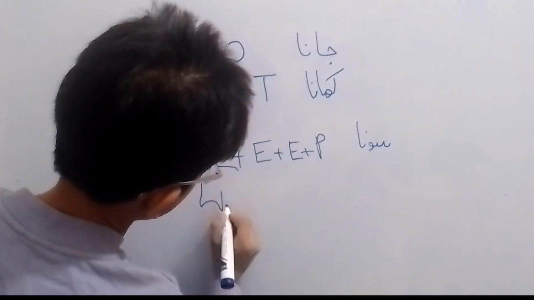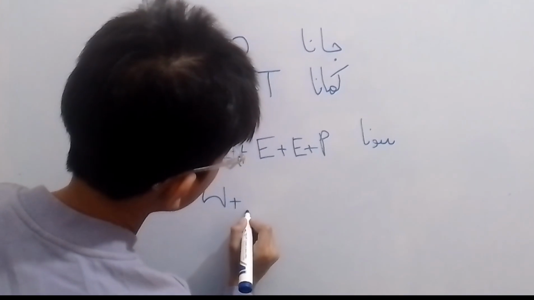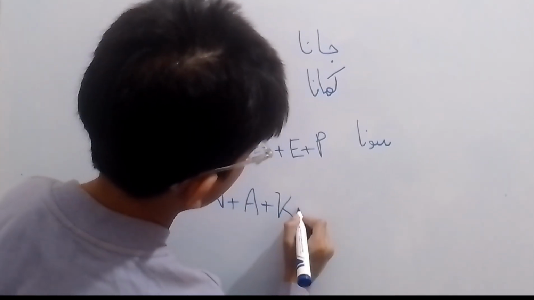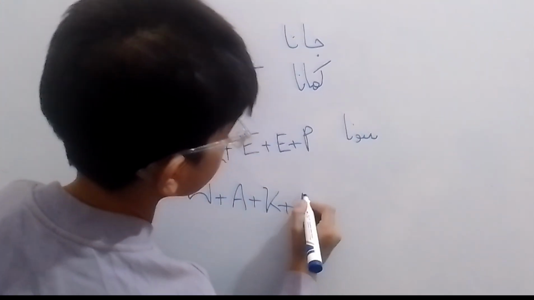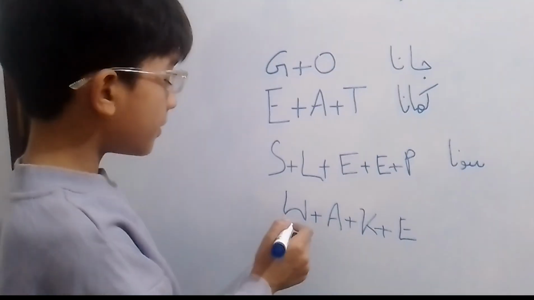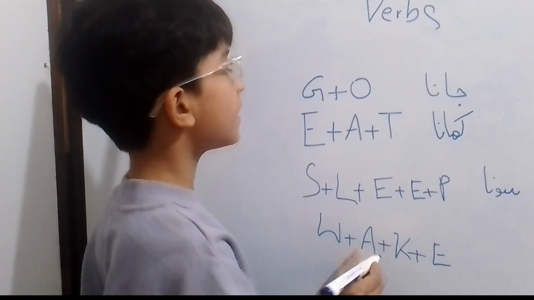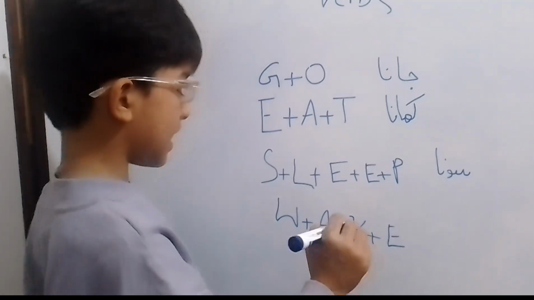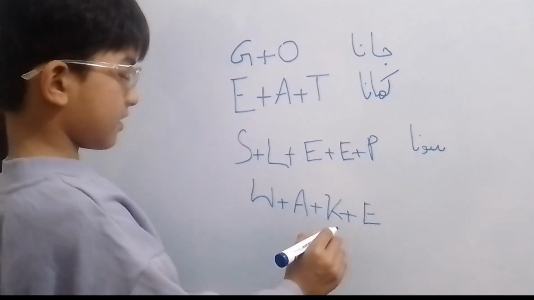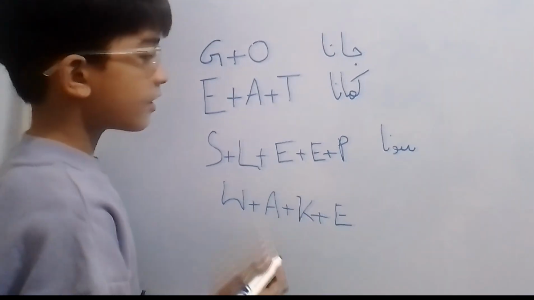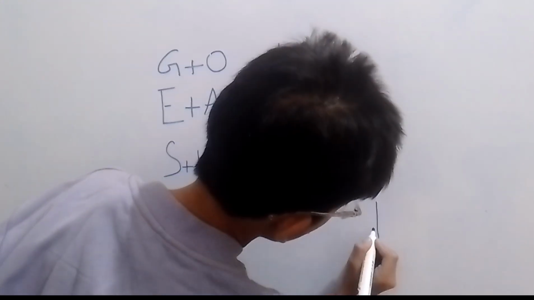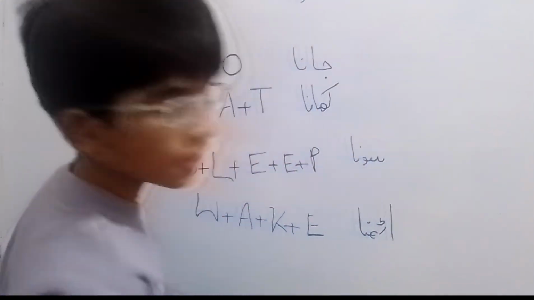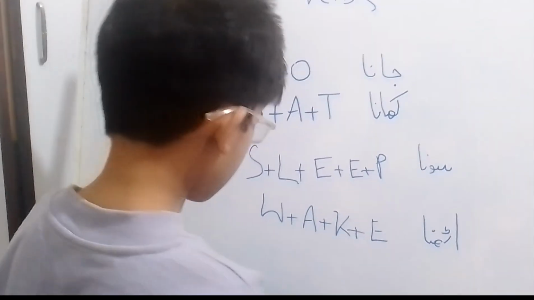Wake. W plus A plus K plus E. Wake. W sounds W, A sounds A, K sounds K, E is silent. Wake means uthna.